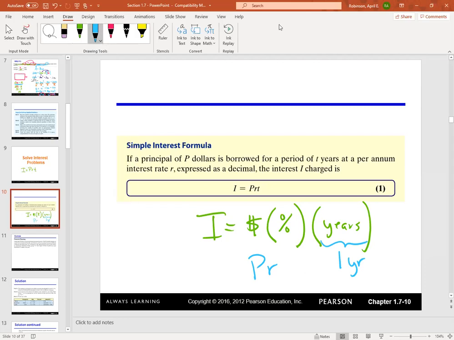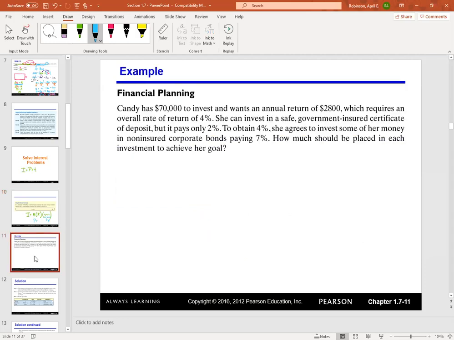So, oops, that was weird. But let's look at their example. It says Candy has $70,000 and wants to invest and wants an annual return of $2,800. When they say annual return, that's the interest that we're talking about. She invests the money and she wants the money to make money. That's what interest is. It's when you put your money in some type of an account and you earn interest off of the money. Money making money.